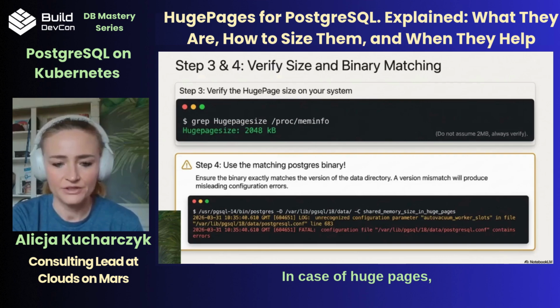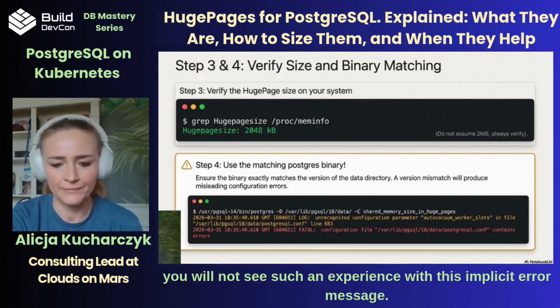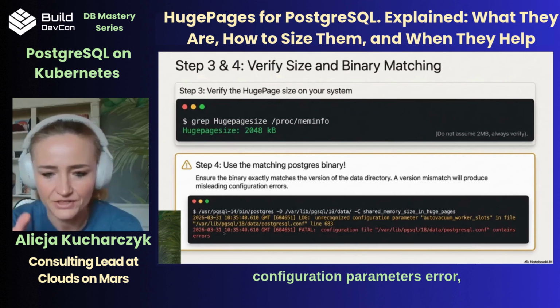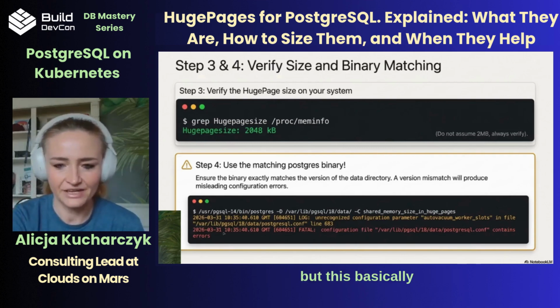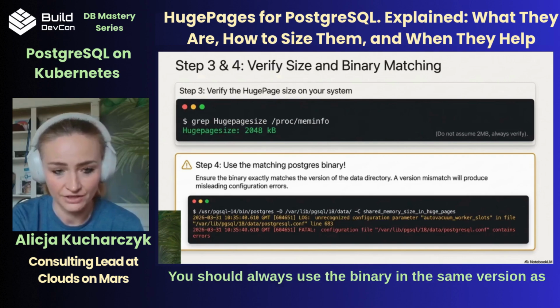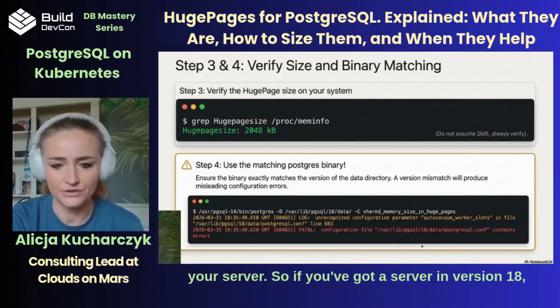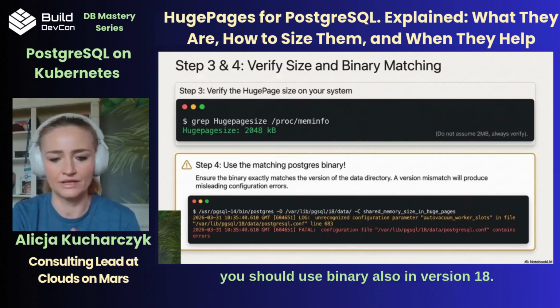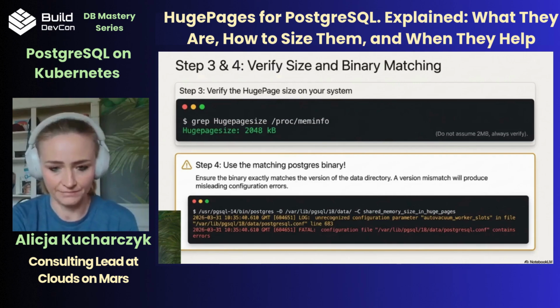In case of HugePages, you will not see such an explicit error message. You will see, as in the slide, this weird configuration parameters error, but this basically means that your Postgres binary is in the wrong version. You should always use the binary in the same version as your server. So if you've got a server in version 18, you should use a binary also in version 18.